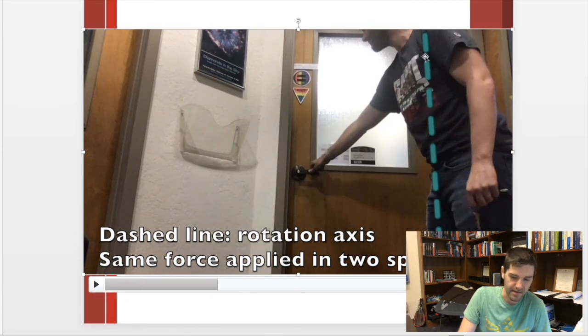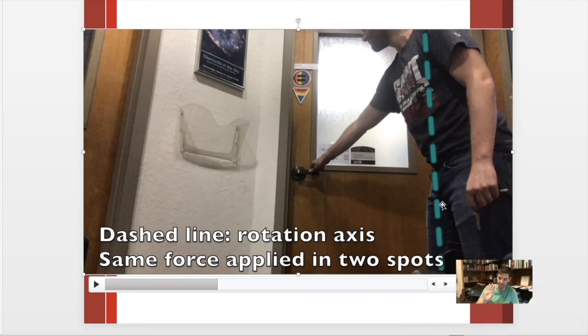So that dashed line represents the axis of rotation. That is where the door is rotating around when pushed or opened. Now I'm going to give a slap to the door, and I'm going to do it as a slap so that I can convince myself I'm applying roughly the same amount of force for my two different experiments.